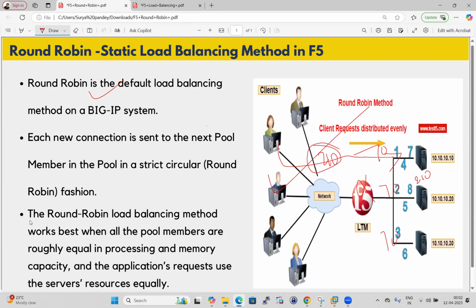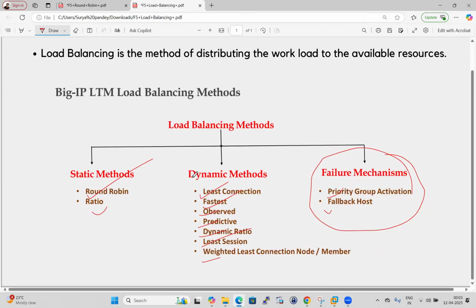The round robin load balancing method works best when all the pool members are roughly equal in processing and memory capacity, and the application requests use the server's resources equally. So guys, F5 recommends using the round robin method when each backend server has equal capability, equal capacity related to CPU, RAM, and memory, so that each server can handle equal connections. There should be no issue related to utilization of resources like CPU, memory, RAM. So round robin is recommended if the backend servers have equal capability, because in round robin it is going to distribute equal traffic to the backend servers. So this is about the round robin load balancing method in F5, and this is the method of load balancing, guys.